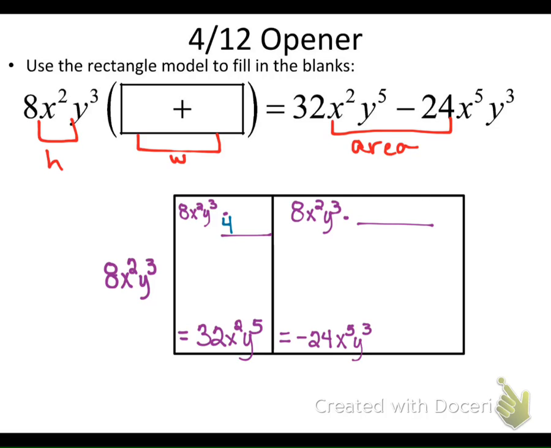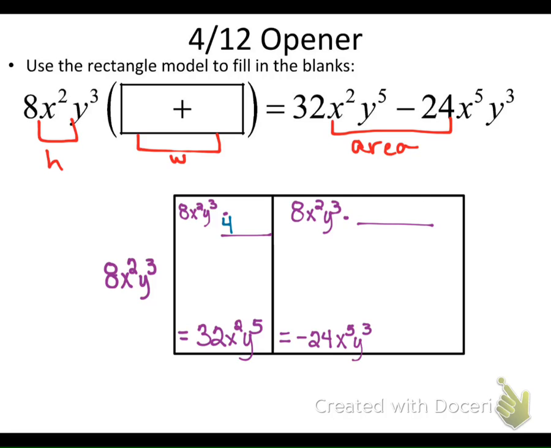Okay? Now, we're not done though, because now we have to worry about those variables and those exponents. And this is where sometimes people get a little frustrated or confused. So we're going to break it down. How many x's do I have for my height? How many x's do I have for my area? So do I need any more? Nah. So I don't have to worry about putting in any x's.